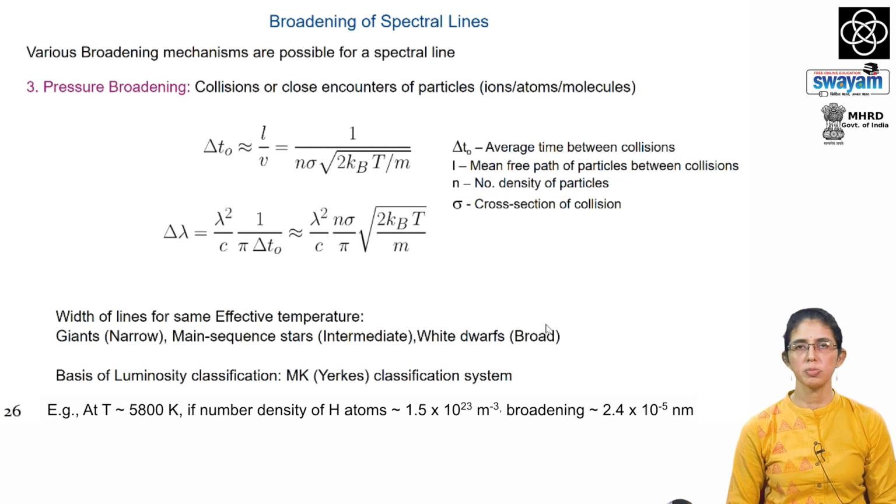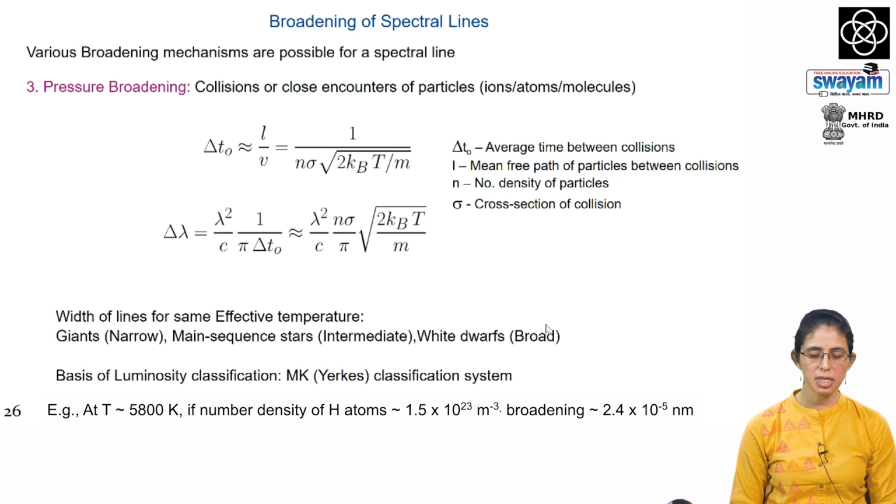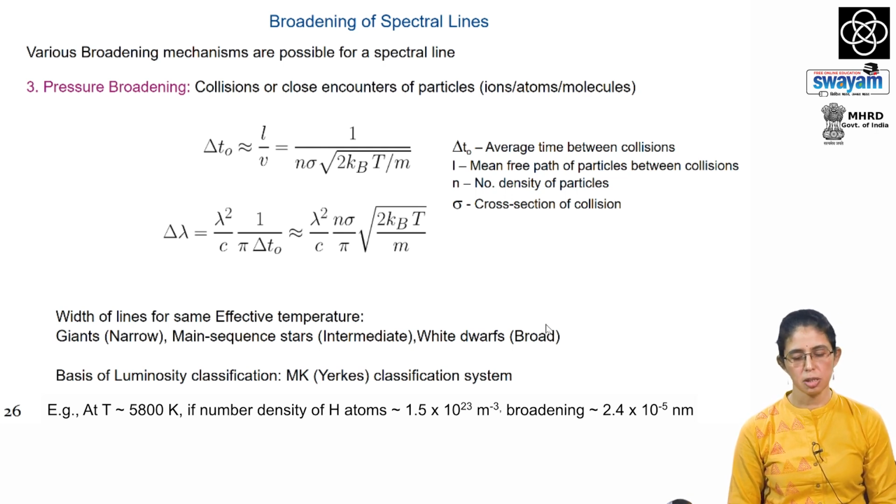One can take v to be the most probable velocity, that is root 2 kBT by m. Using this, one can get an estimate of the pressure broadening using the relation delta lambda equal to lambda square by c by 1 by pi delta T naught as done earlier, and one finds that this is equal to lambda square n sigma by c pi times the square root of 2 kBT by m.